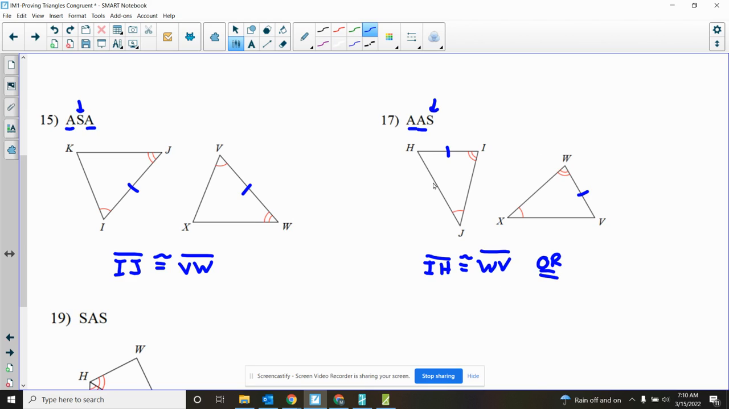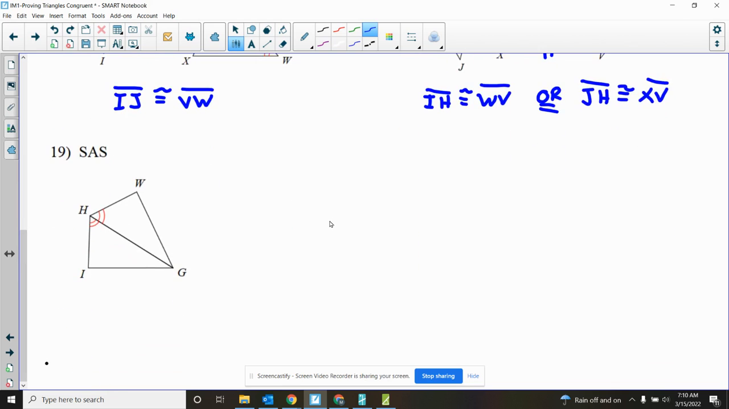Or there's no reason I couldn't have chosen JH to start with. That side is not between the 2 angles. But if I do that, I need to know that side JH touches the angle with 1 mark, but not the other. So touches the side with 1 mark, but not the other would be this side, XV. And there's that congruency.